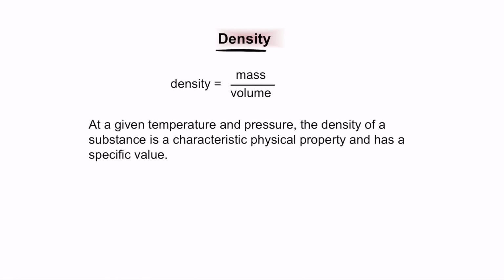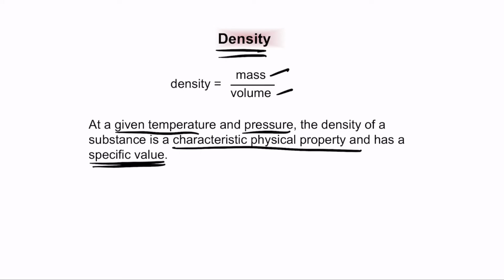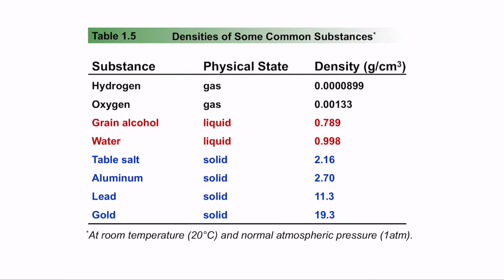Next, let's talk about density. Density is a factor defined as the ratio of mass and volume. At any given temperature and pressure, the density of a substance is a characteristic property and has a specific value. And this density is different for different substances.